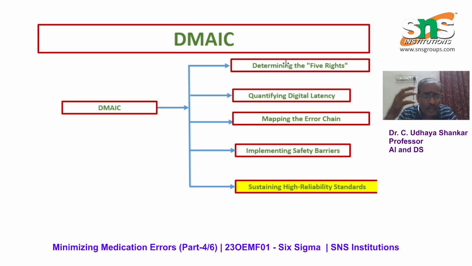The control phase is a very vital thing because it ensures the new safety protocols do not degrade over time. The SPC charts are used to monitor the medication error rates continuously. For example, if the data shows a trend moving towards the upper control limit, an investigation is triggered immediately. So this is how the process works in this concept.